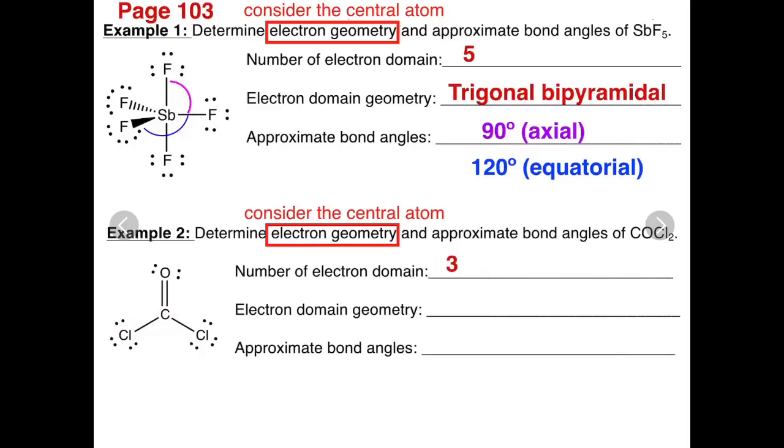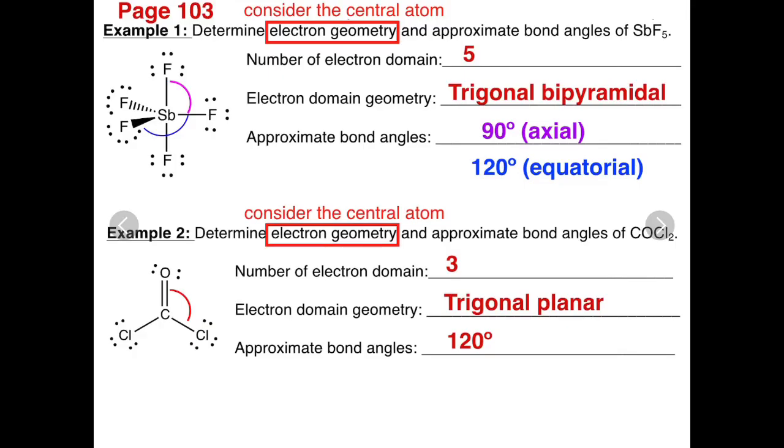Now the electron domain geometry. Because we have 3 electron domains, what would the electron domain geometry be? If these 3 regions need to stay as far as possible from each other, it's going to give you the shape of trigonal planar, so it's going to be in plane. The approximate bond angle between each of these would be 120 degrees. So that would be the bond angle for trigonal planar.